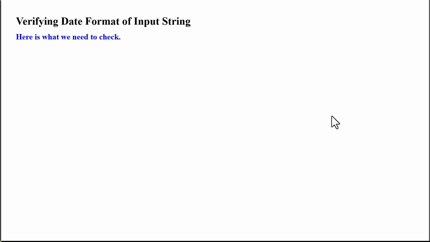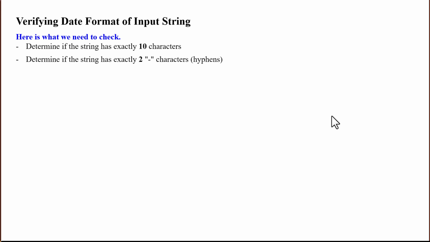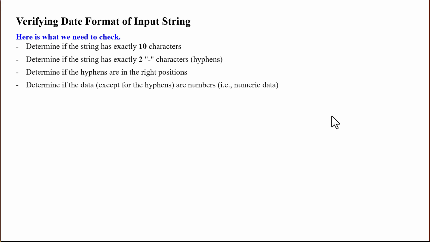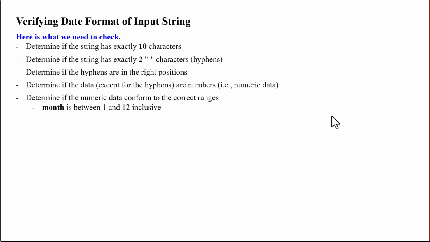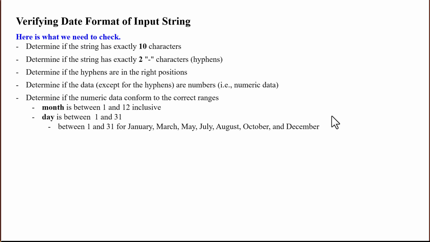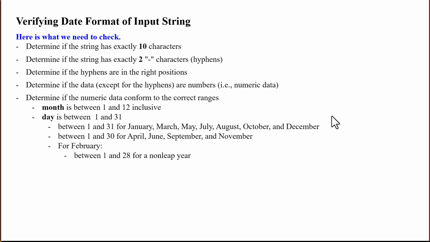We need to determine if the string has exactly 10 characters, that there are 2 hyphens, that those hyphens are in the right positions, that the data outside of the hyphens are numbers. Now, when it comes to the numbers, we need to determine if the month is between 1 and 12, the day is between 1 and 31, well, and in particular, that it's between 1 and 31 on the correct months, between 1 and 30 on the other months, and finally for February, that it is between 1 and 28 for a non-leap year and 1 and 29 on a leap year. Whew, that seems like a lot.